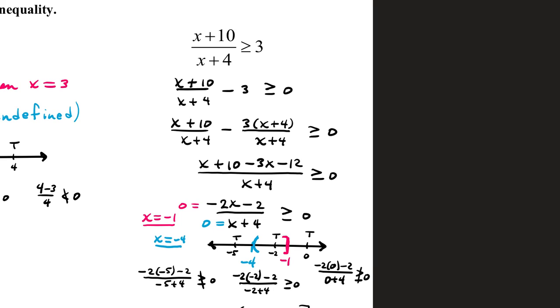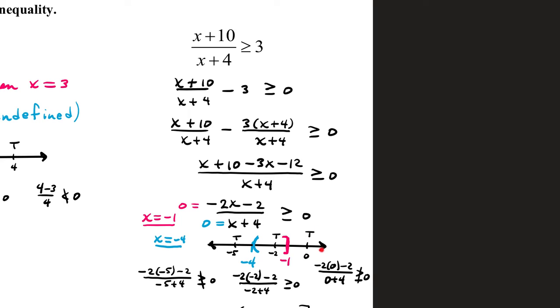Testing between the key numbers, we picked a -2, substituted in. -2 times -2 minus 2, that's positive 2 on top. -2 plus 4, that's a positive 2 on bottom. 2 over 2 is 1, which is greater than or equal to 0. So we know this middle interval of numbers will satisfy our problem.